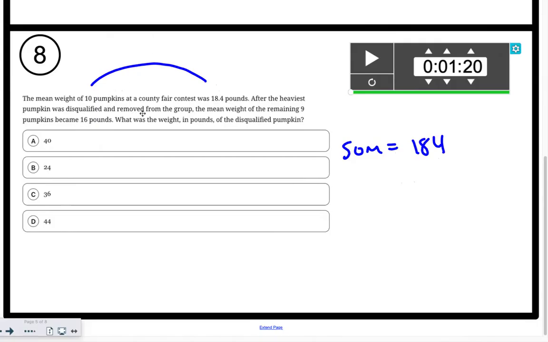So the heaviest was disqualified and removed. Now the new sum is just 9 times 16, because again, there are 9 pumpkins that have an average of 16 pounds. So 9 times 16 is the sum. So now I can see that it went from 184 to 144. So it must have been a 40-pound pumpkin that was disqualified, because my sum went down by 40.